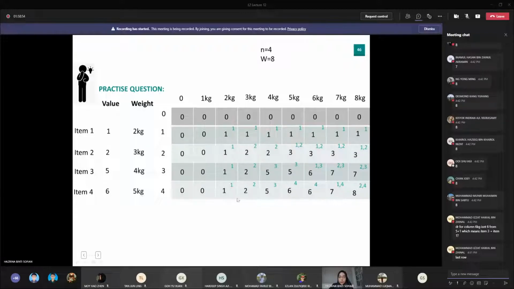Right now, at 6, we have a capacity of 6. The first item that the thief wants to put inside his bag should be the heaviest. That's why he takes item number 4 instead of item number 3 and item number 1, because item number 3 is 4 kg.